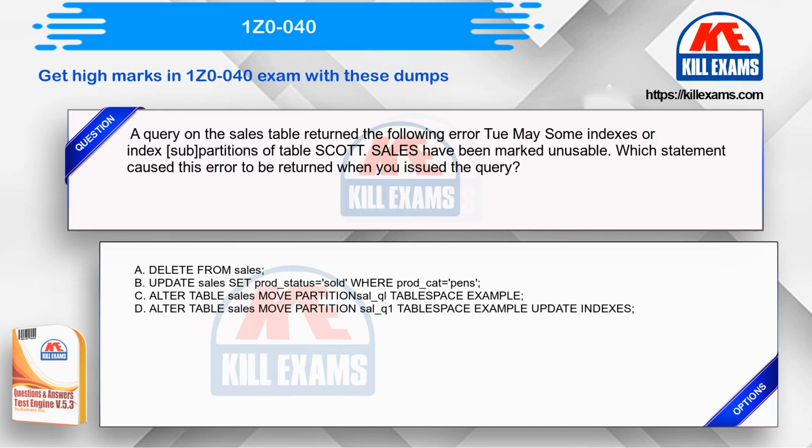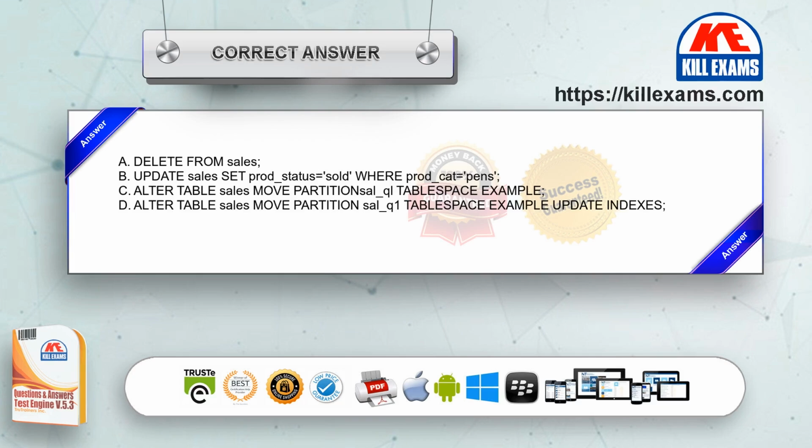Option C. ALTER TABLE sales MOVE PARTITION SAL_Q1 TABLESPACE example. Option D. ALTER TABLE sales MOVE PARTITION SAL_Q1 TABLESPACE example UPDATE INDEXES. The correct answer is option C.